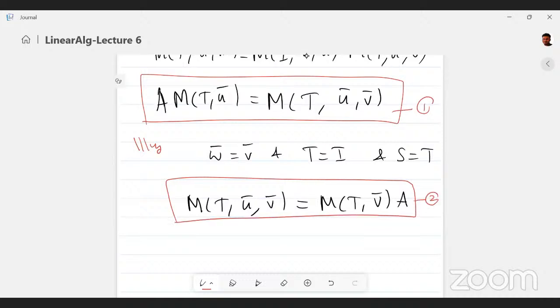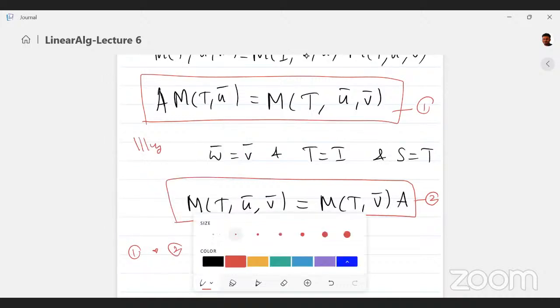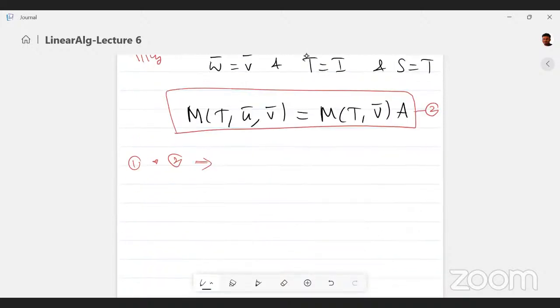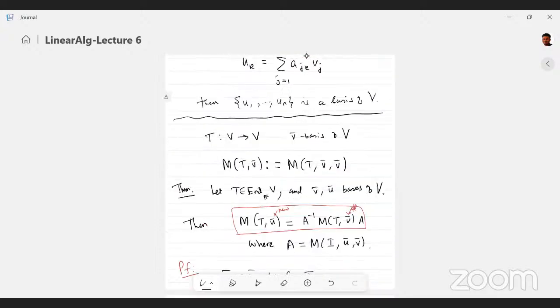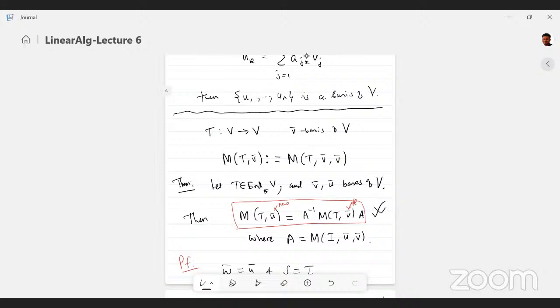So 1 and 2 imply the following. If you just put them together, because these two are equal, this and this are equal. So it gives me A M of T U bar is equal to M of T V bar A. So this is what we wanted to prove.